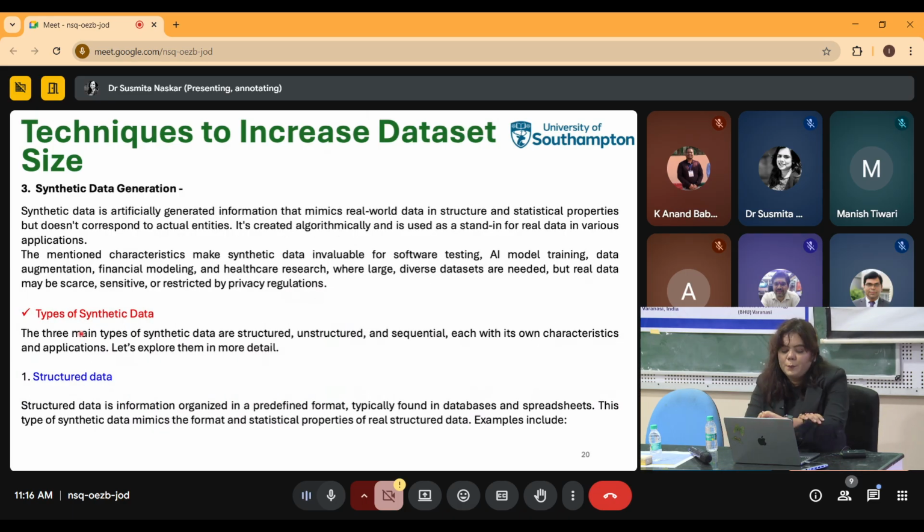Then another important part is synthetic data generation. Basically, synthetic data are artificial records that mimic the structure and statistics of the real data, but they do not correspond to real people or real events. We create them algorithmically to stand in for the real data when it's scarce, sensitive, or costly or risky to collect. That's when we try to mimic the structure and statistics of the real data.